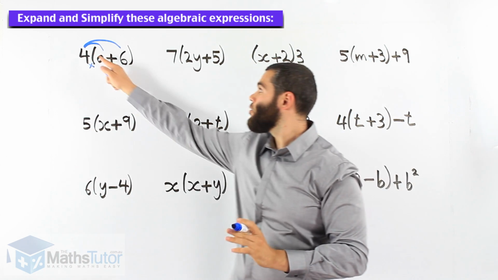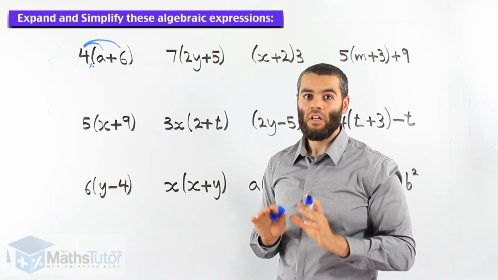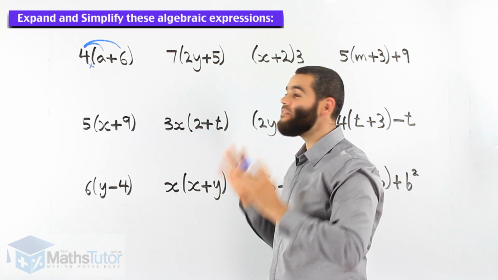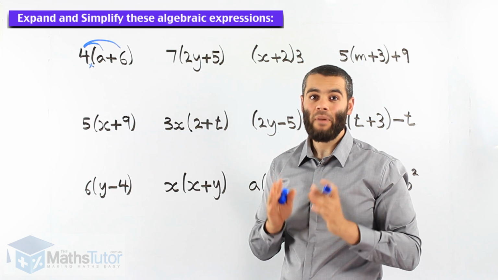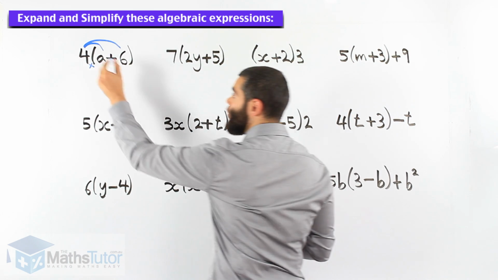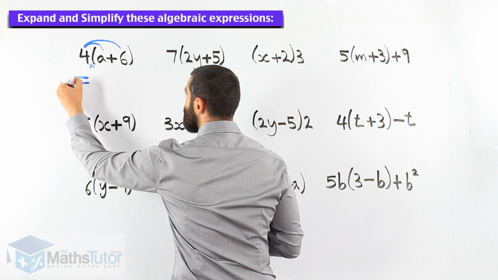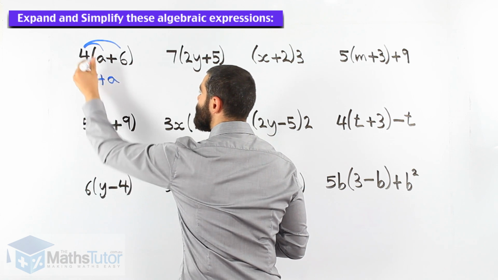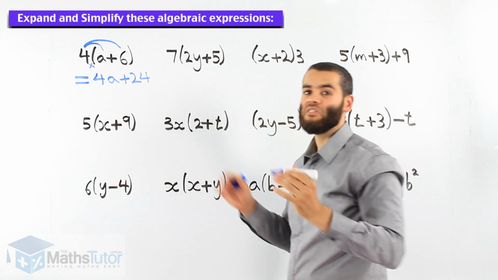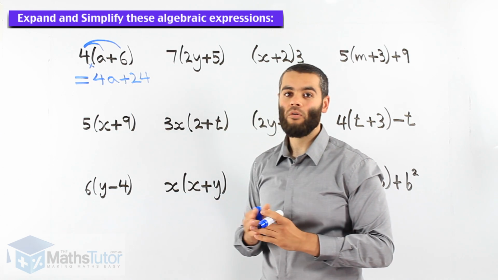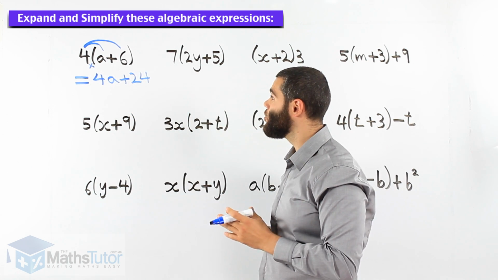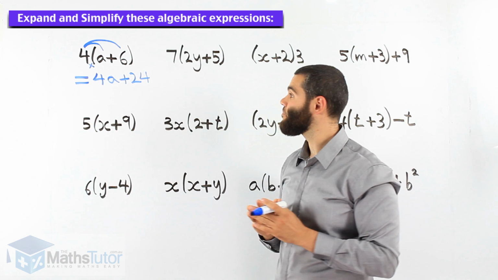I always tell students, show the arrows. It's very, very helpful. These little bits of working out make it much easier later on when you come to revise. And even if you make a mistake, you may get marks for showing your working out. Those arrows are part of your working out. So, 4 times a, 4a. 4 times 6, 24. We've just expanded our algebraic expression, and we've removed grouping symbols.